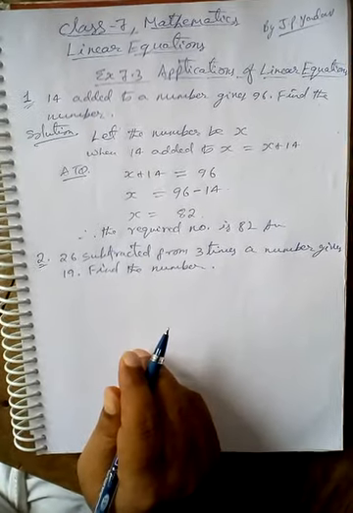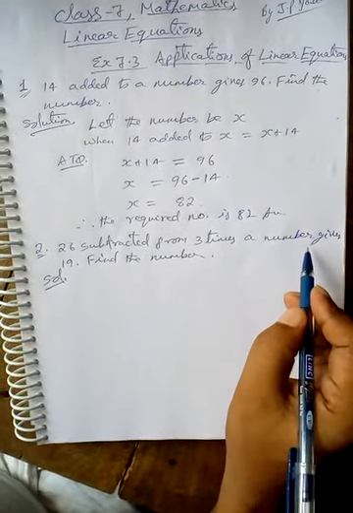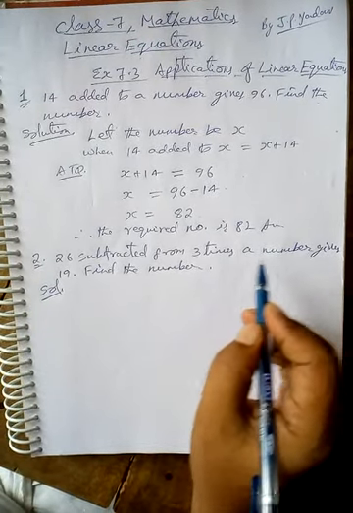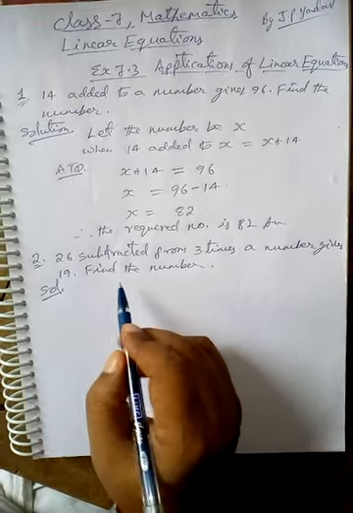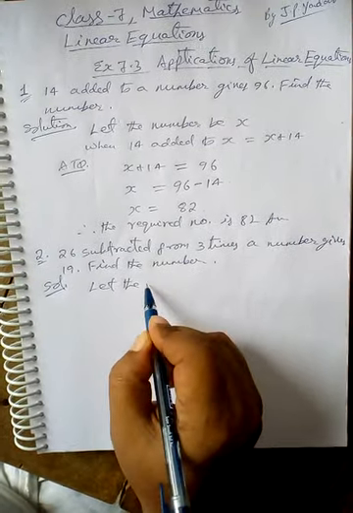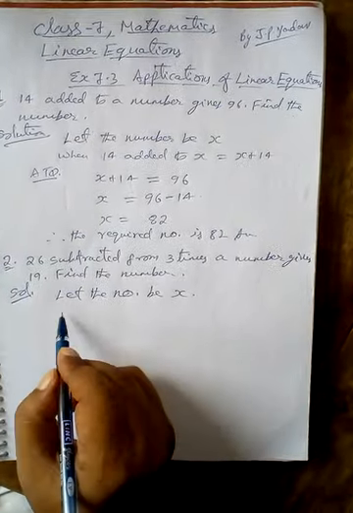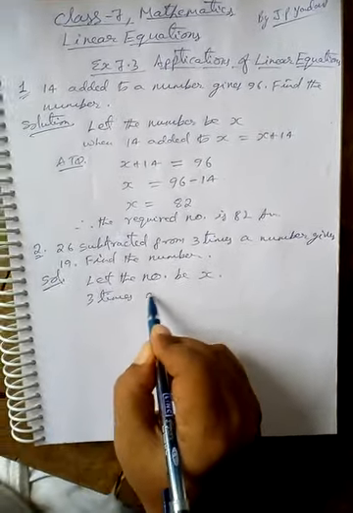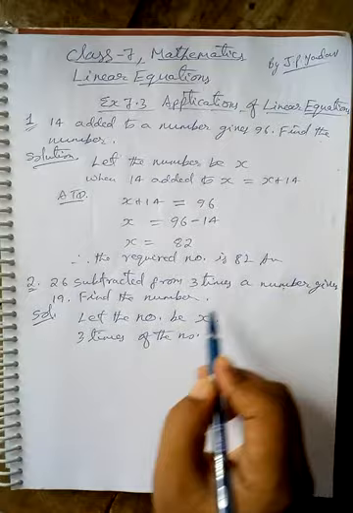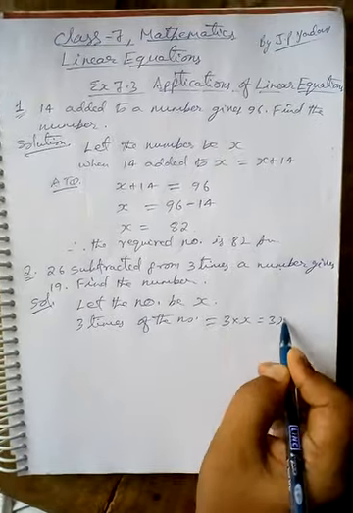Let's try to understand the question. The question is, when 26 is subtracted from 3 times a number, it gives 90. मतलब किसी नंबर का 3 टाइम्स लेकर अगर उसमें से 26 सब्ट्रैक्ट करेंगे तो हमें 19 मिलेगा. हमें वो नंबर मालूम नहीं है. तो let the number be x. Now, because it is told to subtract 26 from 3 times the number, first we will find 3 times the number, which is 3 into x, that is 3x.